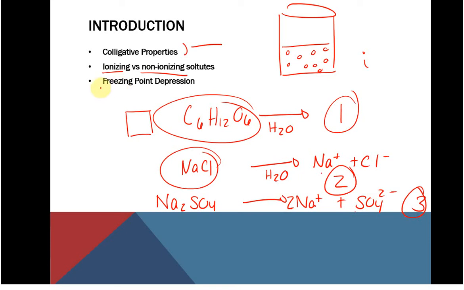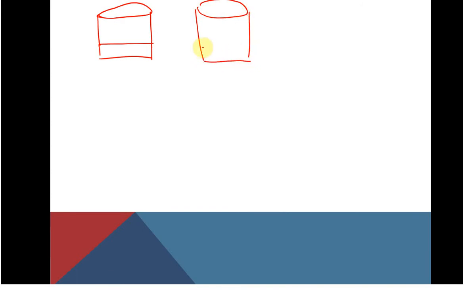Now specifically, we're going to be focusing on freezing point depression. Now it turns out that if you have pure water, that solution is going to freeze at a specific temperature. It goes back and forth between, let's go like that. Okay. Now, at the freezing point, you technically have the ability to have both solid and liquid present. That's why it's called the freezing point or melting point interchangeably.